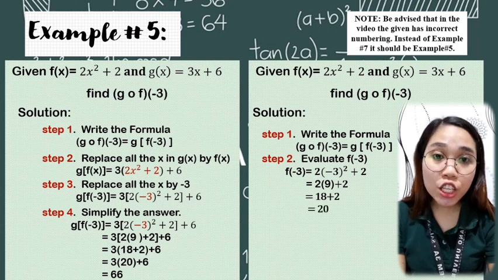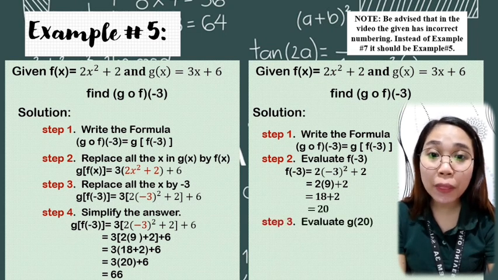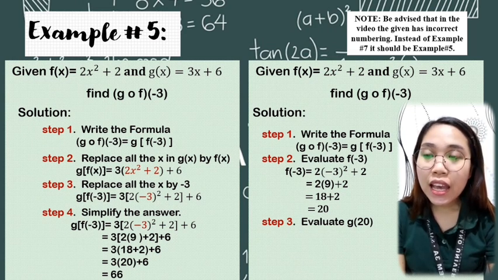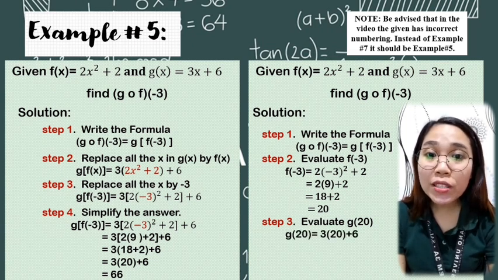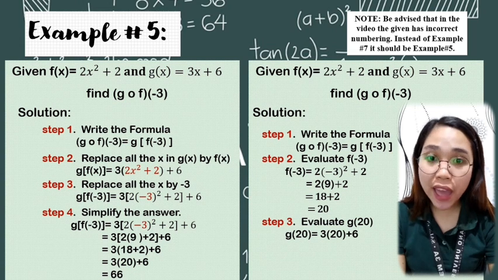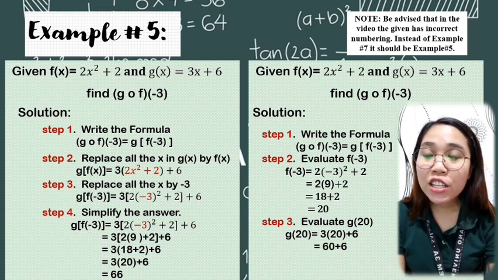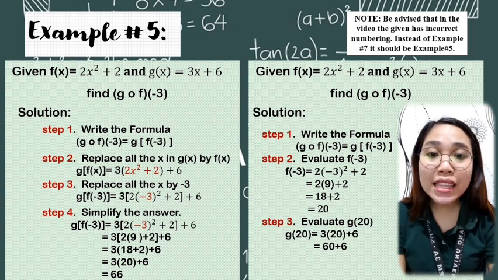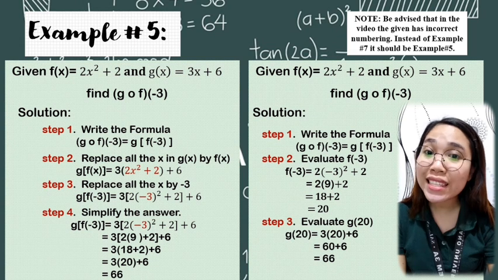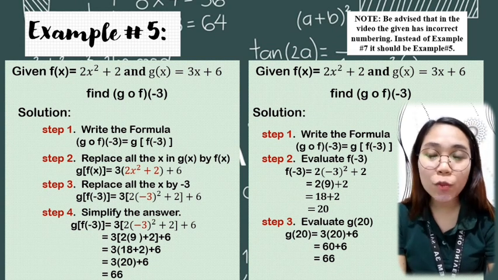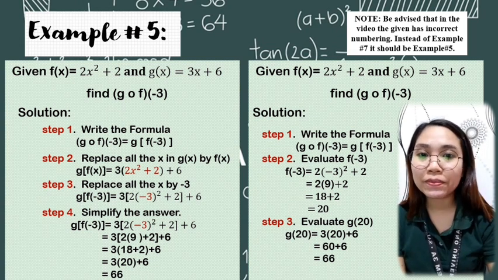Negative 3 squared, the answer would be 9. So 2 times 9 plus 2. 18 plus 2, and the answer would be 20. The 20 that we got is the number that we're going to substitute in g of x. So evaluating g of 20, we have g of 20 is equal to 3 times 20 plus 6. And 3 times 20 is 60 plus 6, so the answer would be 66.